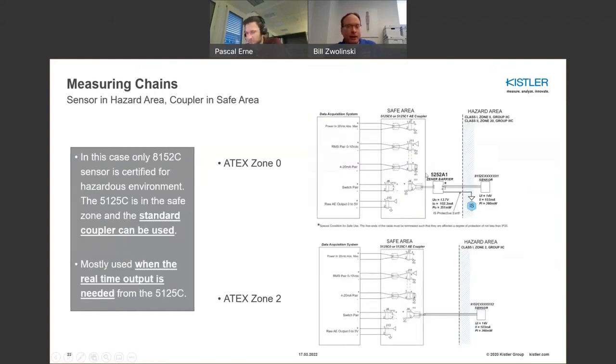On the other side, if you have the coupler in the safe area, now you could route the raw AE signal through a barrier like the 5252A1 that I just discussed, and basically get every benefit of using the raw AE to detect and to characterize the acoustic emission for whatever process you're monitoring. In zone 2, there's no need for that barrier. You could wire direct from the sensor to the coupler itself.